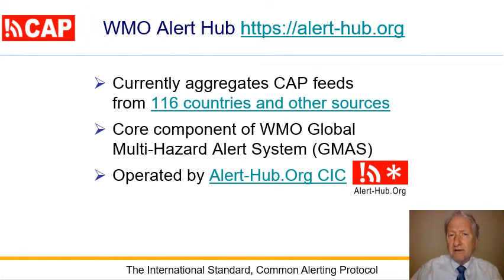The WMO Alert Hub is another CAP Alert Hub at global scale. It now aggregates emergency alerts from 180 CAP alert feeds published by 117 countries or territories and other sources. The link shows those currently active. WMO Alert Hub is also a core component of WMO's Global Multi-Hazard Alert System, or GMAS.